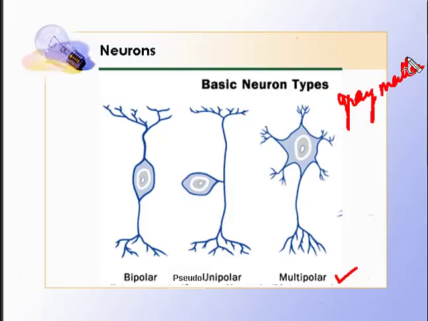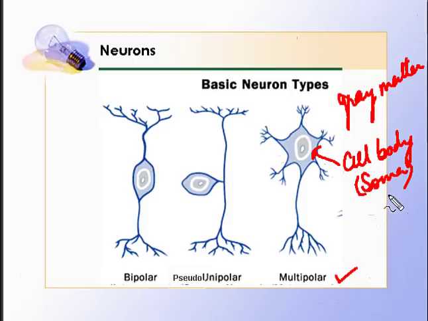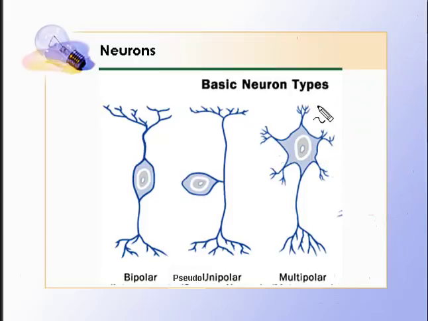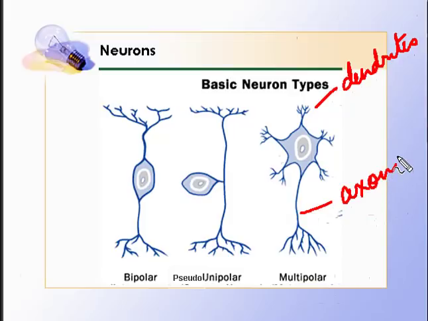And as you can see, in a multipolar neuron, in any neuron for that matter, you have something which is called the cell body or the soma, and then you have processes. The smaller processes are known as dendrites. And these dendrites can be from 1 to many. And then you always have just one long process, which is known as the axon. So in a multipolar neuron, you'll have several dendrites and one axon.